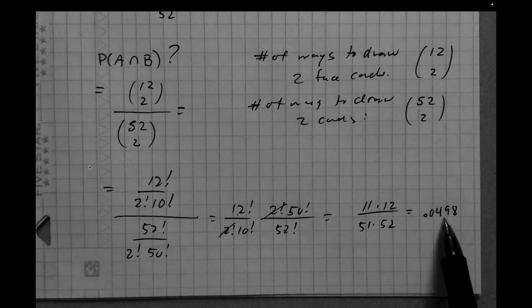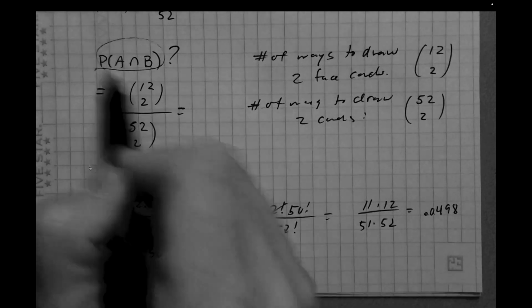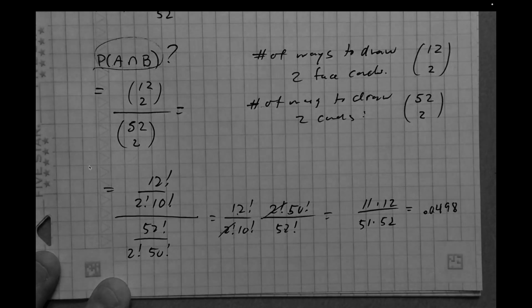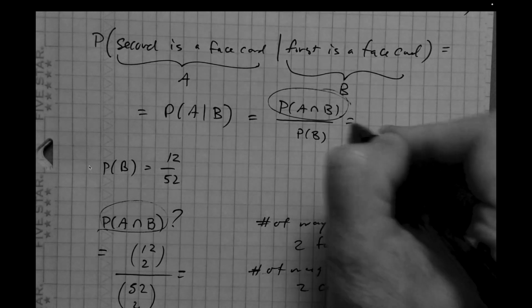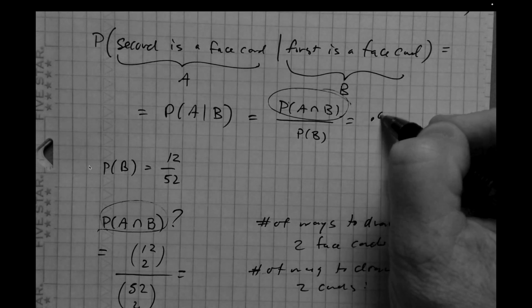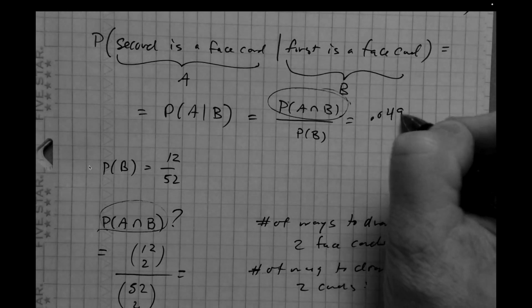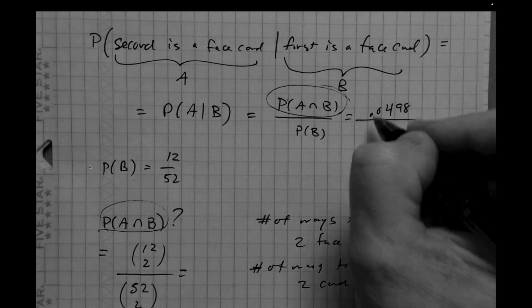Okay, so this is the probability of drawing 2 face cards. Now, that's this piece, right? So coming back up here, we have both of these now. So the probability of A and B is what we just found to be 0.0498. And the probability of B is 12 over 52.